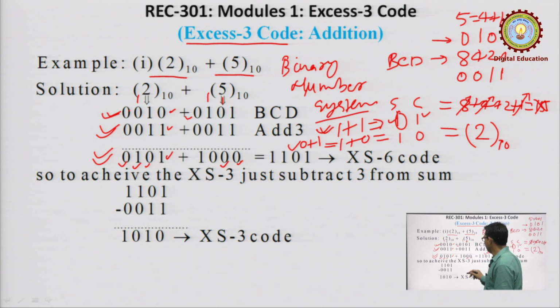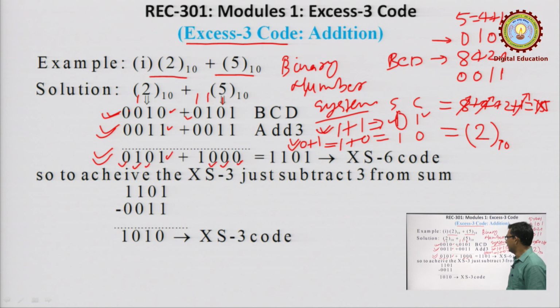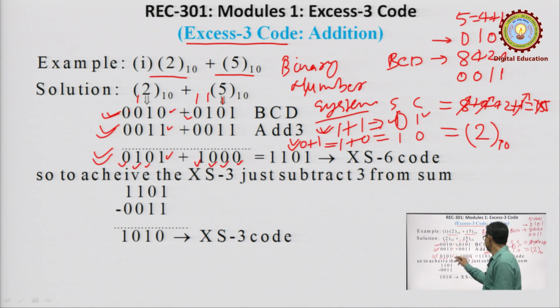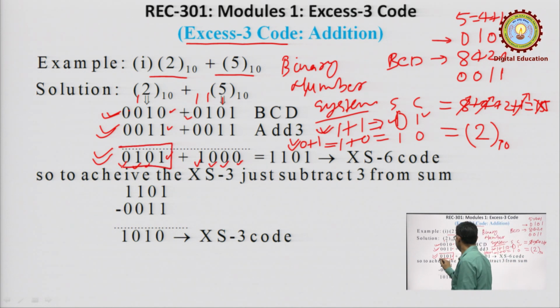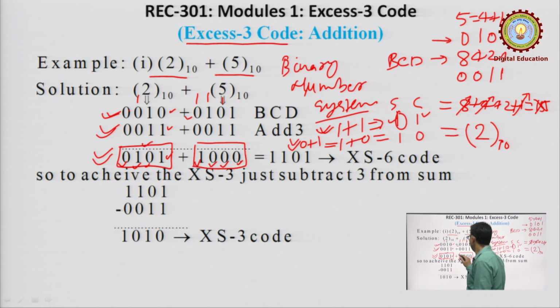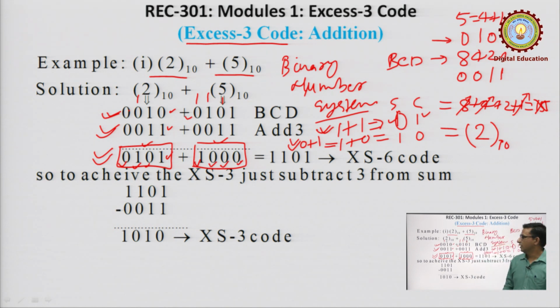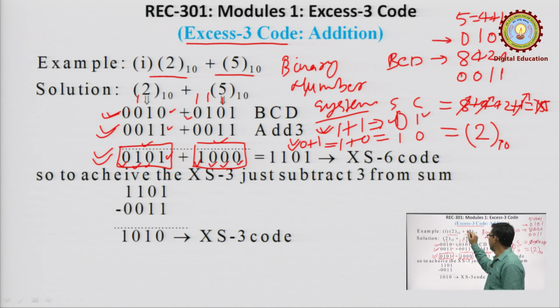So, 1 plus 1 further, then we will get the sum is 0 and carry will be 1, carry will be produced. So, this carry will go here and 1 plus 0 from here we can see the sum will be 1. So, that is why the sum is 1. So, when we add these, these are the Excess-3 code for 2 and this is for 5. In our question we want to add 2 plus 5, it means we have to add these two codes.